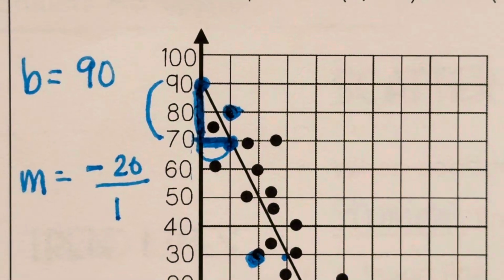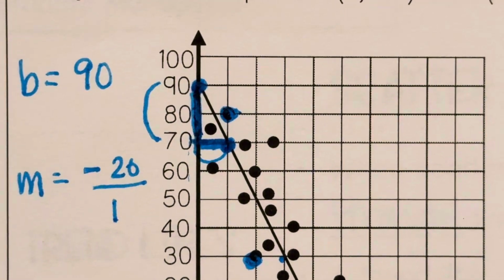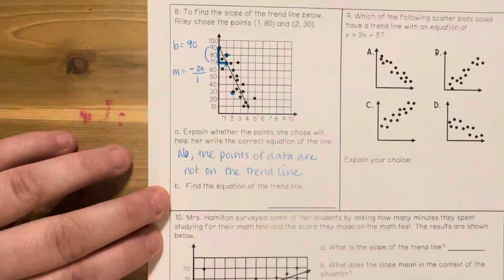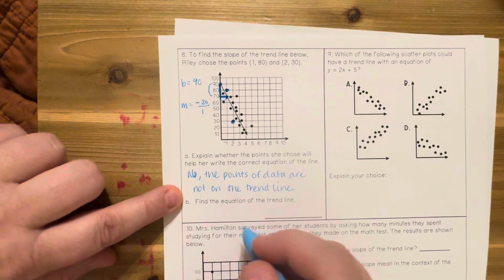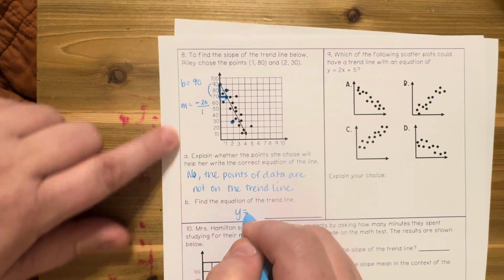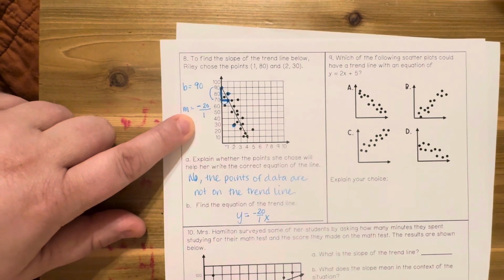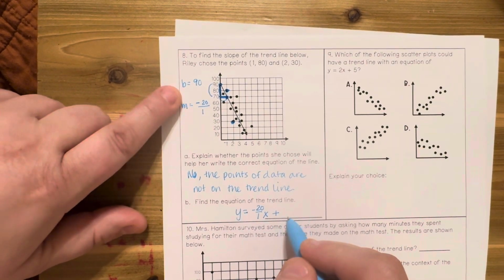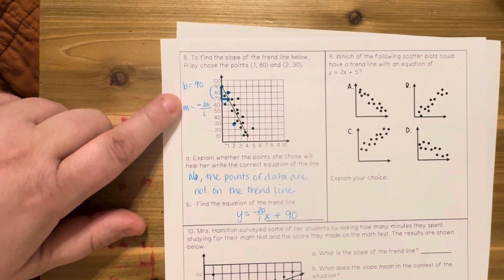Okay, and remember, I can simplify that to just negative 20, or I can leave it as negative 20 over 1 in fraction form. Either would be correct in this case. Okay? All right, so to write the equation of my line, I'm going to use the information I just found. And y equals negative 20 over 1 x, because mx, right? Plus the b, and the b in this case is 90. Okay?